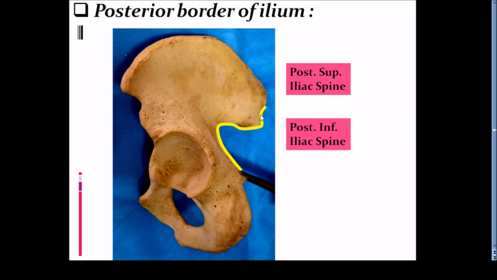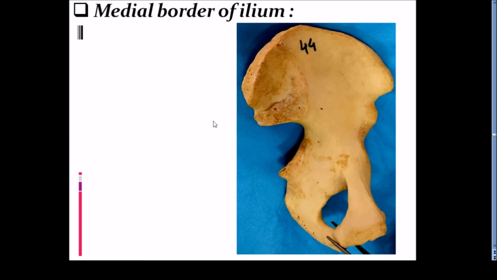Just below the posterior superior iliac spine, one elevated area is there. This elevated area is known as the posterior inferior iliac spine. If we go more downwards, then we'll find one large deep notch. This large deep notch is known as the greater sciatic notch. So these are the posterior border of ilium.